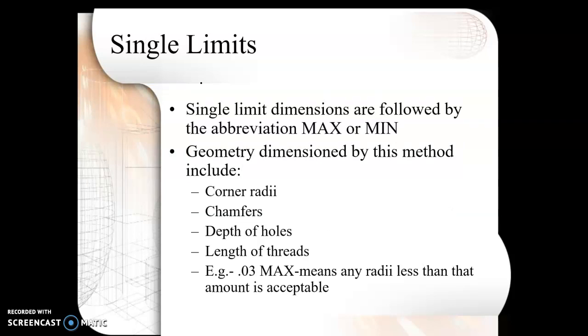Another way tolerances can be expressed is with a single limit, such as a maximum or minimum. For instance, if we had a dimension like 0.5 max, we're saying that that's the biggest the dimension can be. It can be smaller than that. Anything smaller than 0.5 would be acceptable, but 0.5 is the biggest it's allowed to be. Or if we had 0.5 minimum, we're saying the smallest it's allowed to be is 0.5. It can be anything bigger than that and be acceptable, but it can't be anything smaller than 0.5. This is typically used for corner radii, chamfers, depths of holes, length of threads, etc.